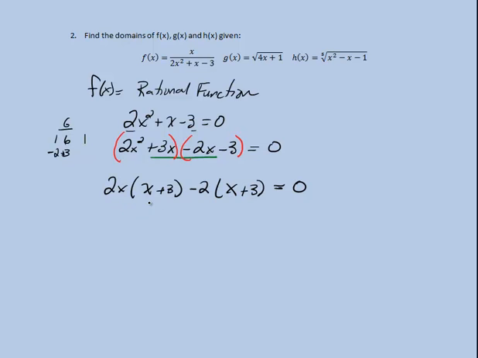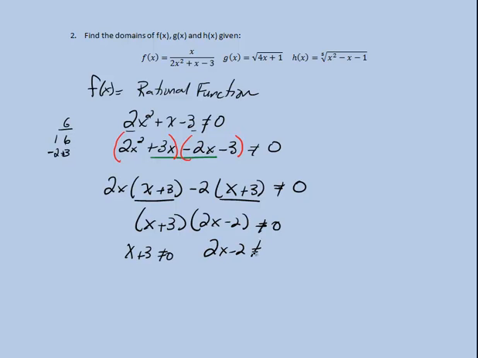So in this circumstance, we can factor out the x plus 3's. And then we're going to be left with 2x minus 2. And again, this should have said not equal to 0 because we have to exclude these values from our domain. So here we can say x plus 3 cannot equal 0. And we can set 2x minus 2 not equal to 0. So x cannot equal negative 3, and x cannot equal positive 1.